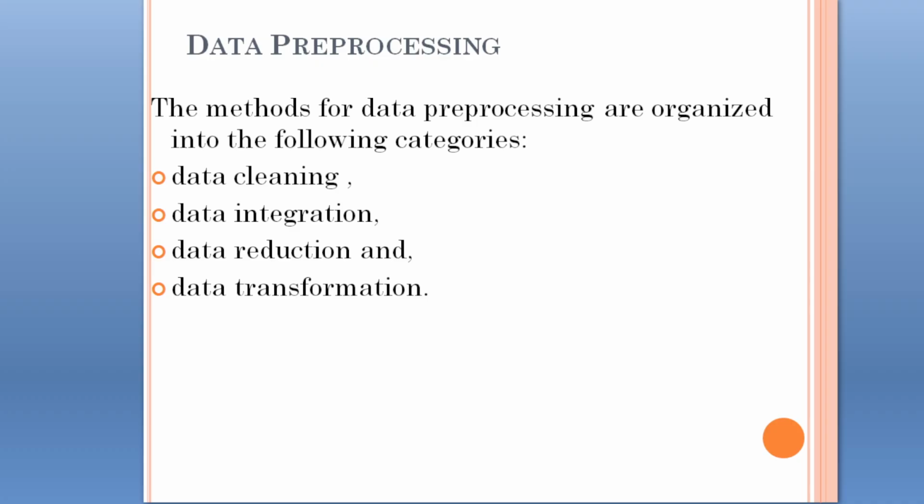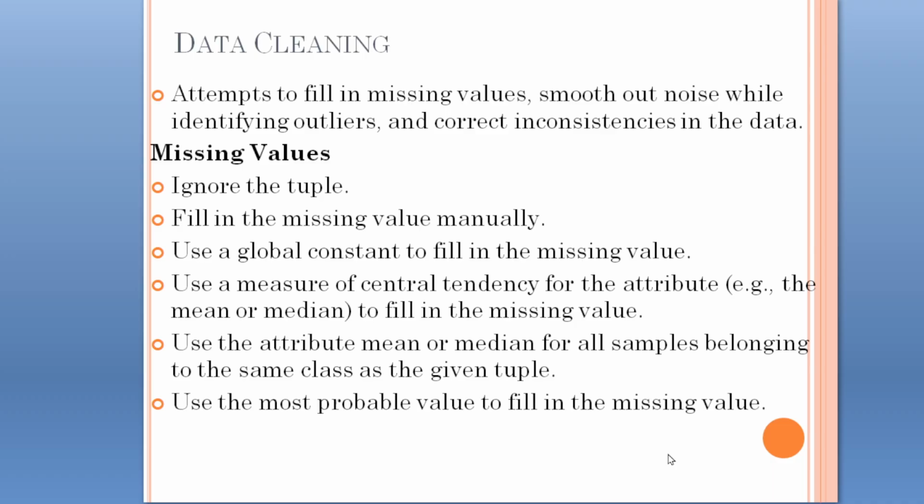Now let us see what are the different methods for data cleaning. Data cleaning attempts to fill in the missing values, smooth out noise while identifying outliers, and correct inconsistencies in the data. To handle missing values, we can ignore the tuple. This is usually done when the class label is missing.